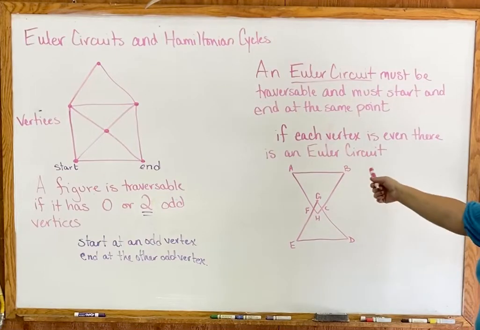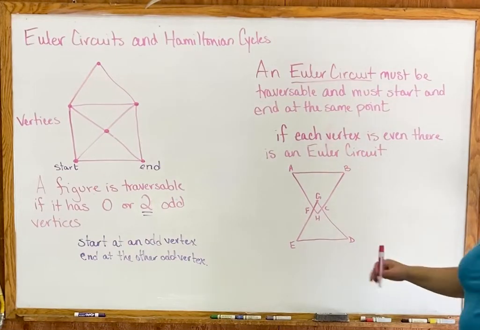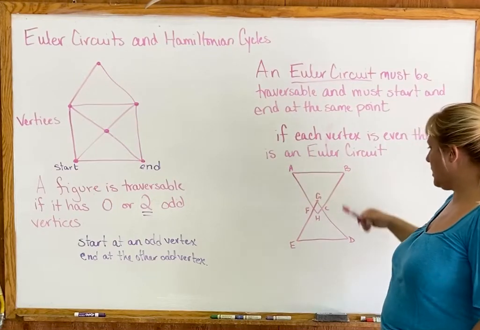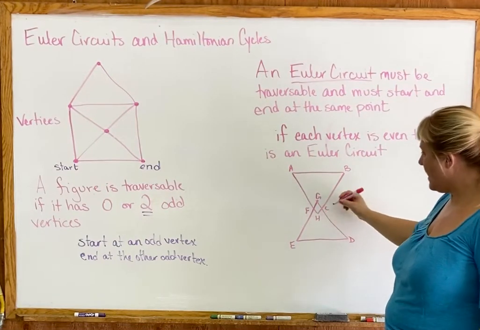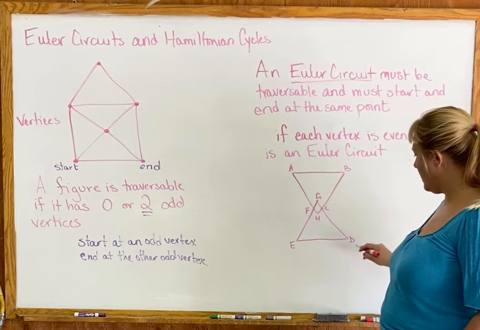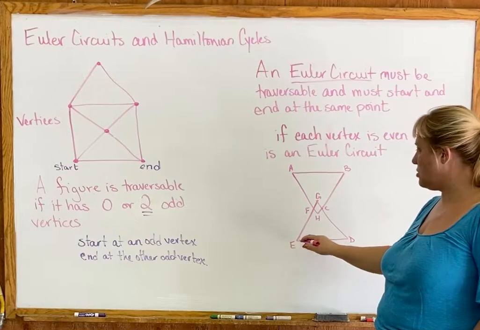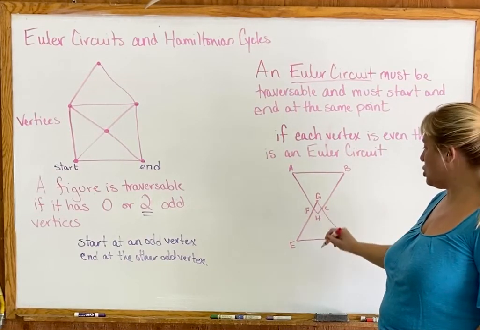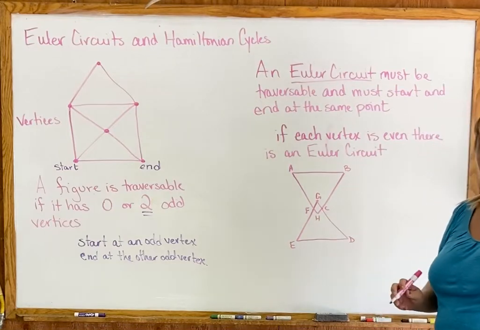is count all of the vertices and see if they are even or odd. So A and B, they're both even, right? 2 lines, 2 lines. C has, if you think about it like a point, 4: 1, 2, 3, 4. D is 2, E is 2, F is 4, G is 2, and H is 2.